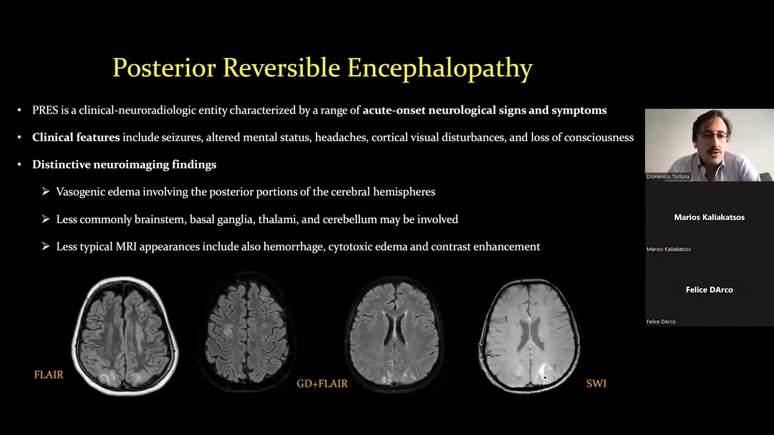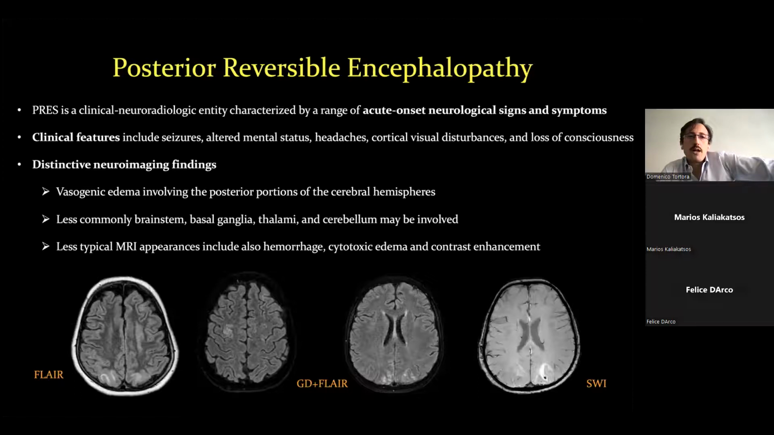Last few slides to discuss something about toxic and metabolic disorders, in particular, posterior reversible encephalopathy, which is another acute neurologic event in children. It is characterized by a range of acute onset neurological signs, and the clinical features include seizures, altered mental status, headaches, cortical visual disturbances, and loss of consciousness. It's important to know that standard MR images are probably useful for revealing this condition, because there are distinct neuroimaging findings on these sequences.